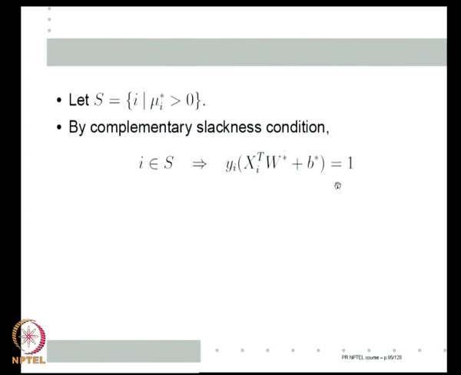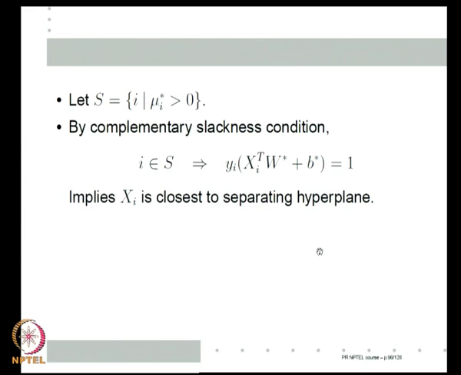What does that mean? By multiplying both sides by y I, note that y I is either plus 1 or minus 1, so y I square is always 1. It essentially means x I transpose w star plus b star is plus 1 if x I is in the plus 1 class, minus 1 if x I is in the minus 1 class. So, actually x I is on the hyperplane x I transpose w star plus b star equal to plus 1 or minus 1, which means if mu I star is greater than 0, then the corresponding x I is closest to the separating hyperplane. So, we call x I where I belongs to the set S as support vectors.